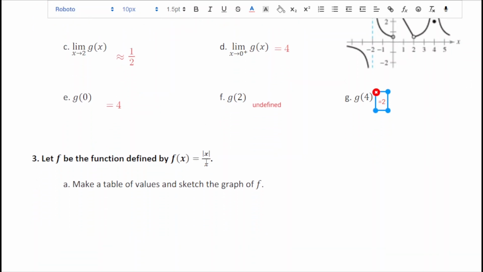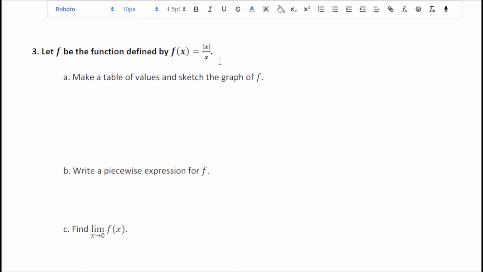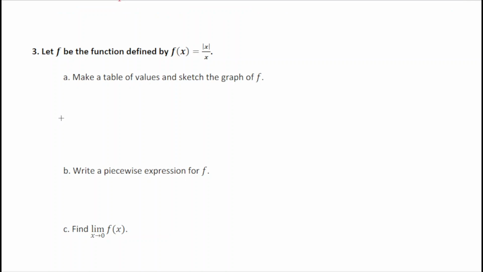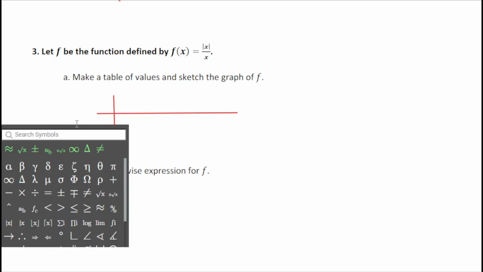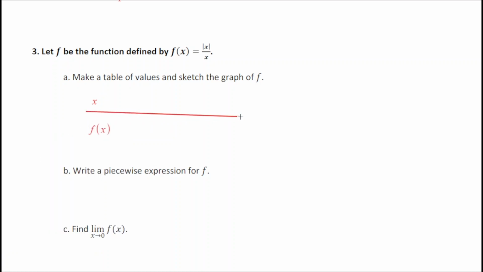All right, let's take a look at number 3. It says let f be the function defined by the absolute value of x over x. So let's try to get an idea of what this thing actually looks like. So here's my x values. I'm better off just typing this. My f of x. Not sure what happened to my table there, but let's do this. Okay, this is really just to get an idea of what the graph is going to look like.